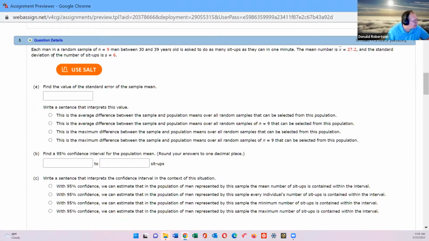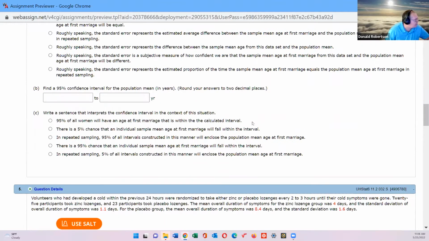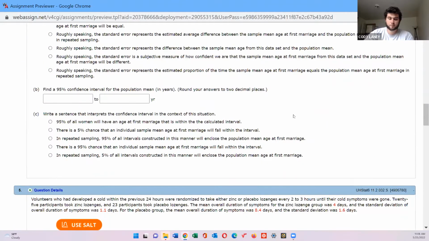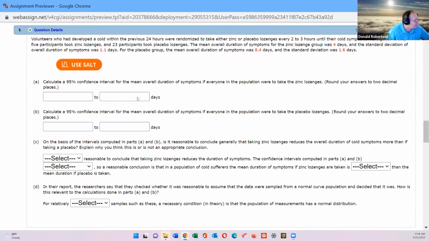So in this case, each man in a random sample of 9 men between this age group were asked how many sit-ups they could do in a minute. I think I did that one. I remember the sit-up one. So can we do number 8? The first marriage, so I'm not doing that one again. Right, let's do 5.